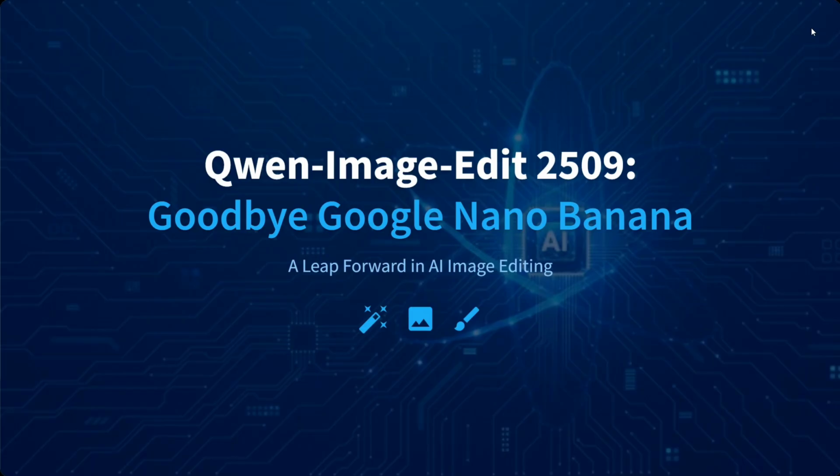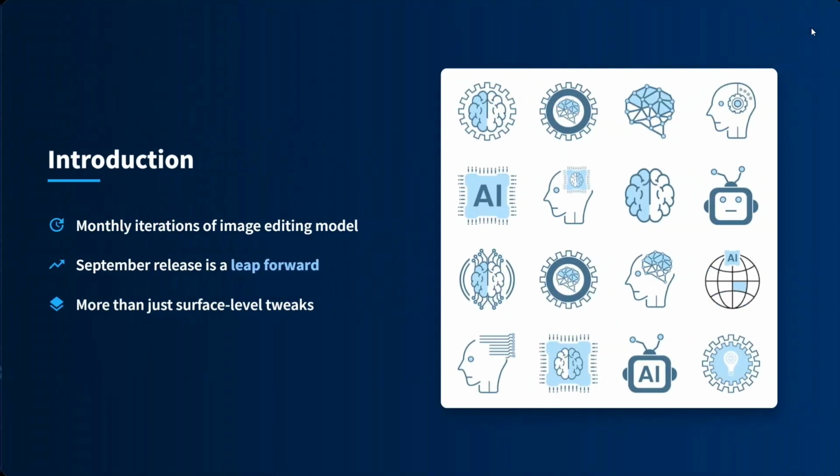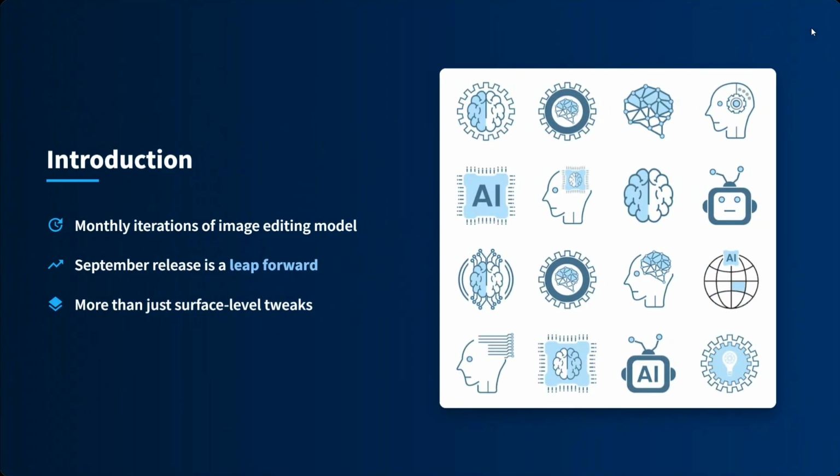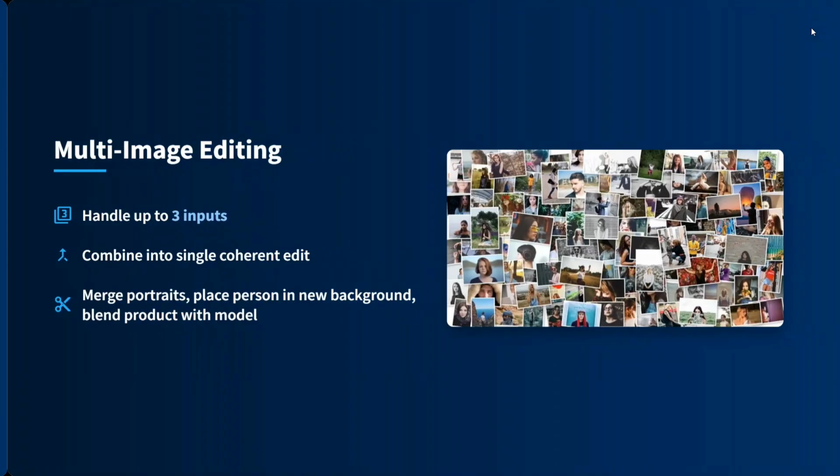So Qwen Image Edit 2509. Goodbye Google Nano Banana for sure. A leap forward in AI image editing. The model is open source, so there is just no comparison to Nano Banana. Talking about the introduction: monthly iterations of the image editing model. September release, a leap forward, because in August they released the first version that was also good, and it is just more than surface level tweaks. These are major upgrades that they have given.